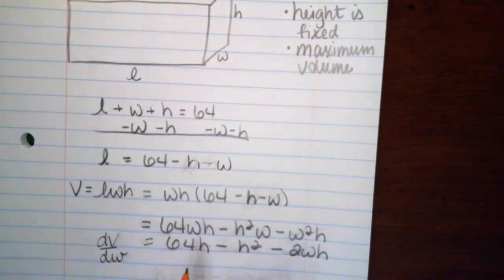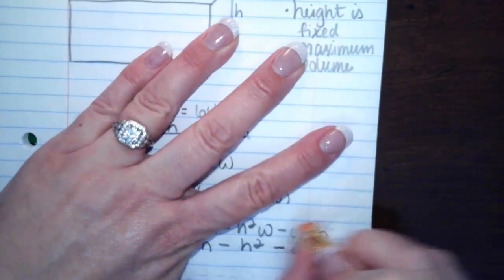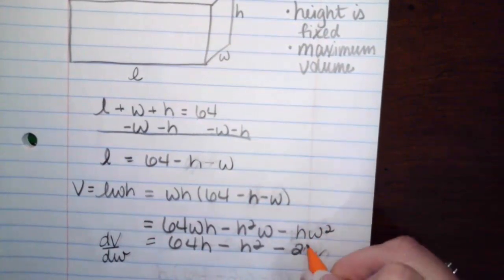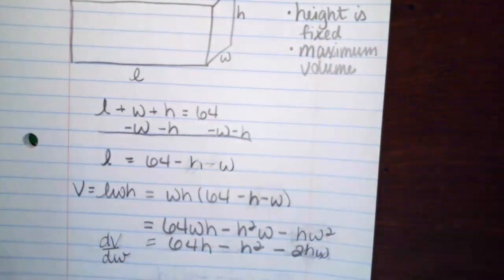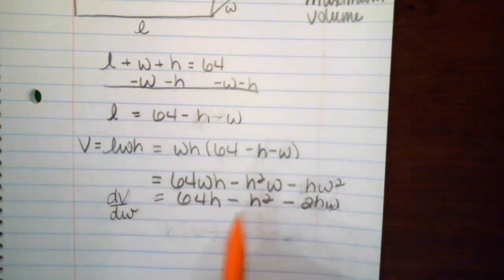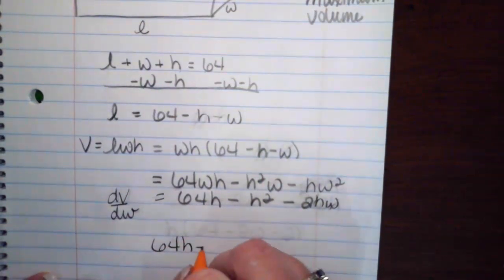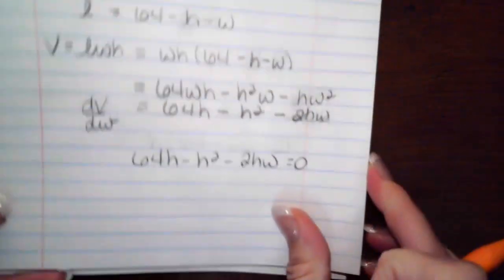Okay, so let's put that in alphabetical order, it doesn't matter, just to be organized throughout this whole thing. So I have HW squared, and then that's 2HW. Okay. So from here, I have now taken a derivative. I want to set this thing equal to 0. So right now I've got just W's in this case. So I am going to take this derivative and set it equal to 0. So I've got 64H minus H squared minus 2HW equals 0.